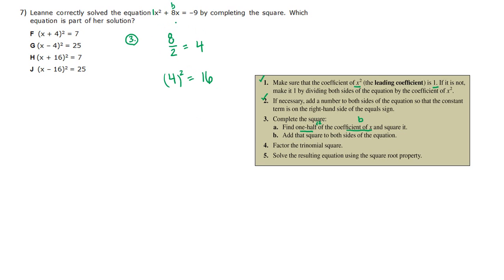So if I add 16 to both sides of the equation, I need to know what -9 plus 16 is. Well, -9 plus 16 is, and actually, hang on, let me change colors. Alright, -9 plus 16 is 7. Alright, so that means right now, it's not 25. So right now, I can take J out of consideration and take G out of consideration. We need to have it equal to 7.